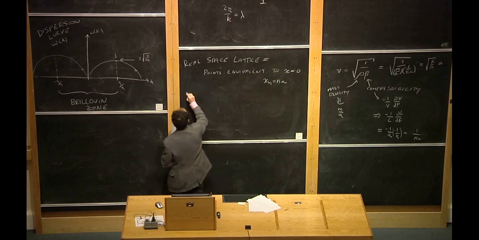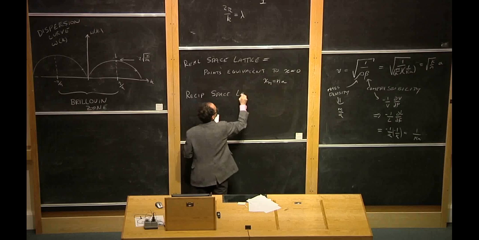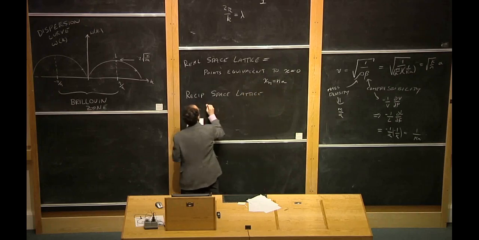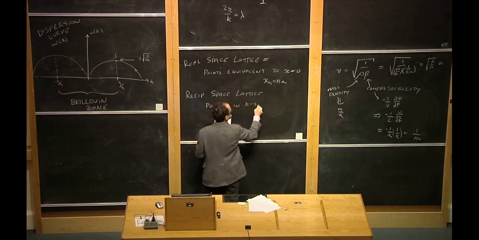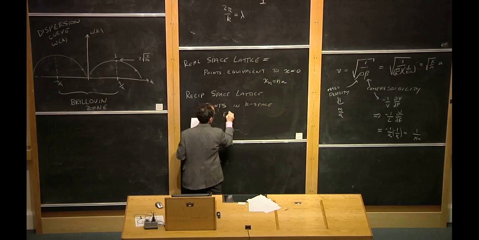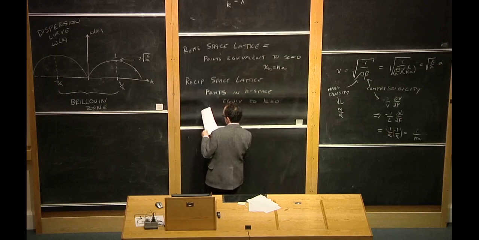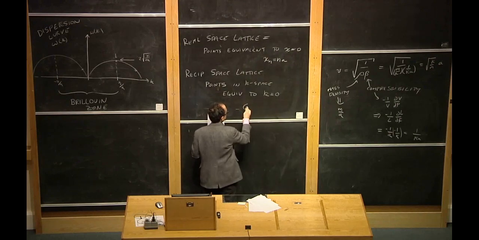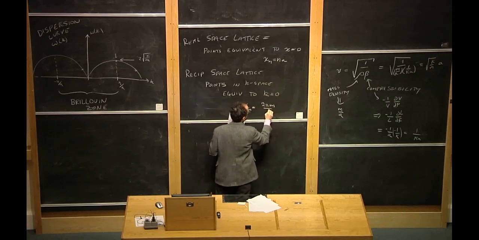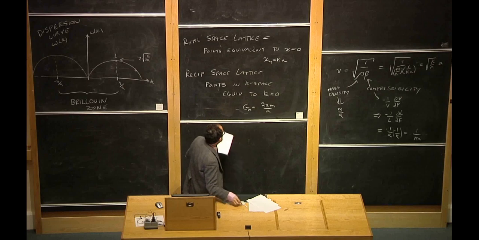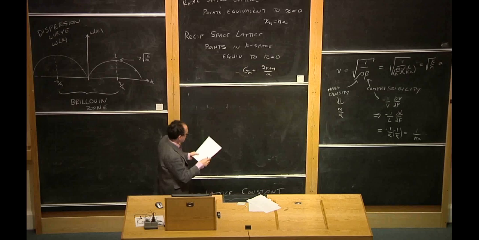We also have the reciprocal space lattice, which is all points in k space equivalent to k equals 0. For this particular model, let's call those points g_m equals 2 pi m over a. All those points are equivalent to k equals 0, shifted by units of 2 pi over a.